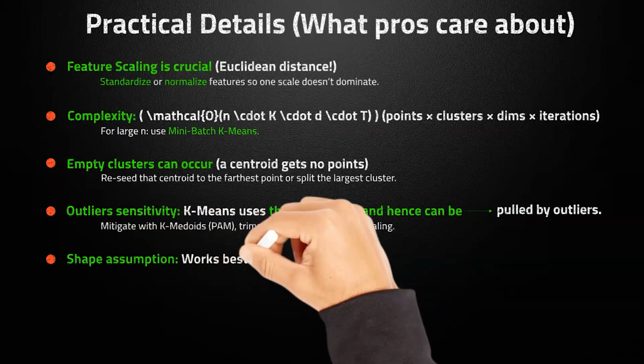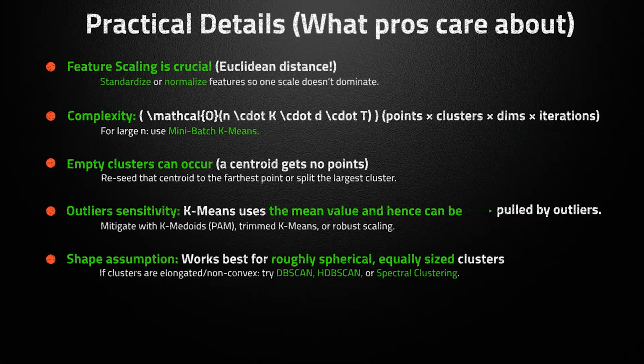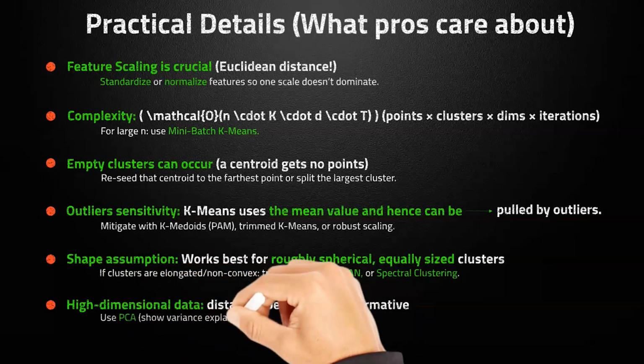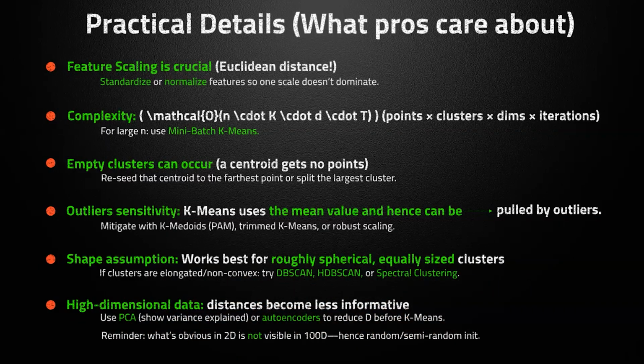Also note that k-means assumes that your data is more or less spherical and has more or less equal sized clusters. If this is not the case, then you shouldn't be using k-means. There are other clustering techniques like spectral clustering, etc., which is what you should be using. And if you have data that is very, very high dimensional and distances are becoming less informative, then you should use PCA or autoencoders to reduce the dimensions before using k-means on them.